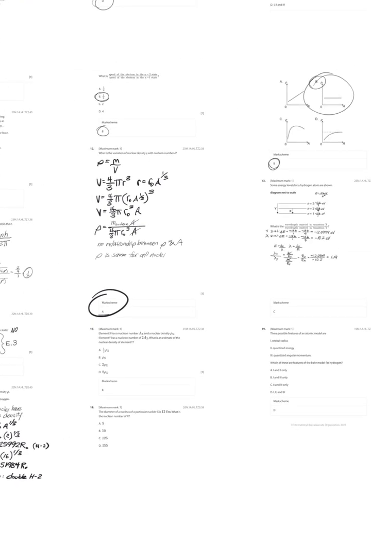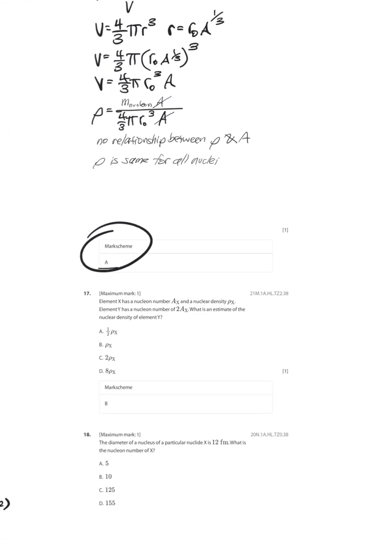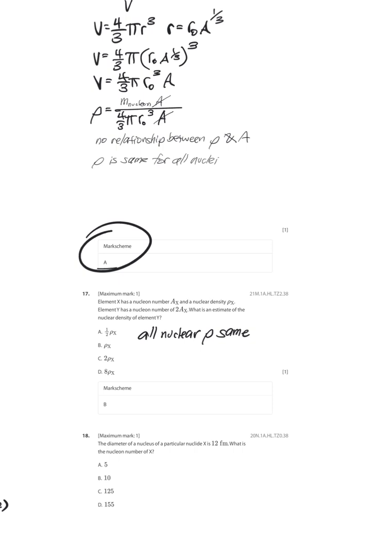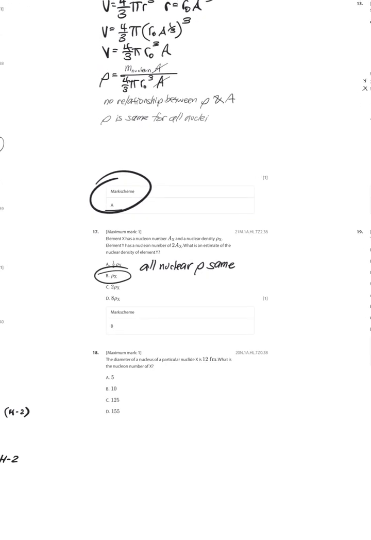All right, we are getting close to the end. 17 is pretty easy. It says X has nucleon number A X and nuclear density rho X. Y has a nucleon number of 2A X. What's the nuclear density of element Y? The same, rho X, because all nuclear densities are the same. Giddy up. 18 says the diameter of a nucleus of a particular nuclide X is 12 femtometers.